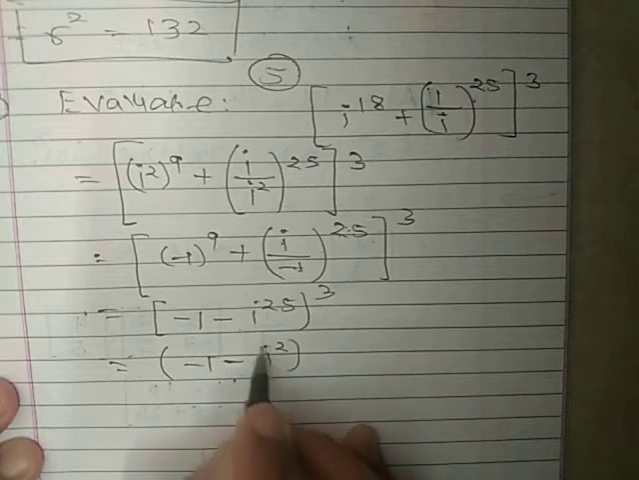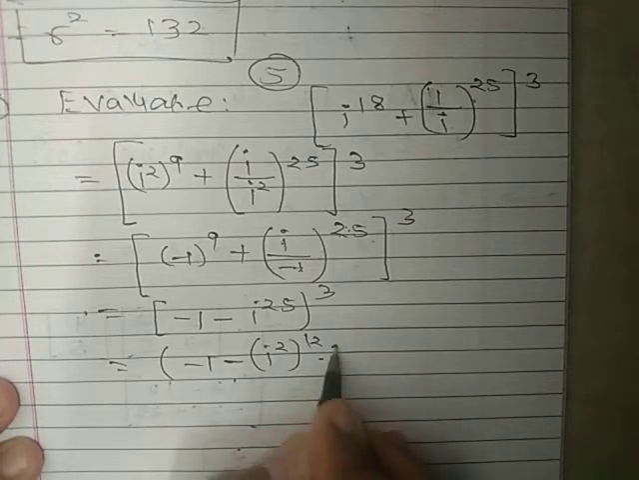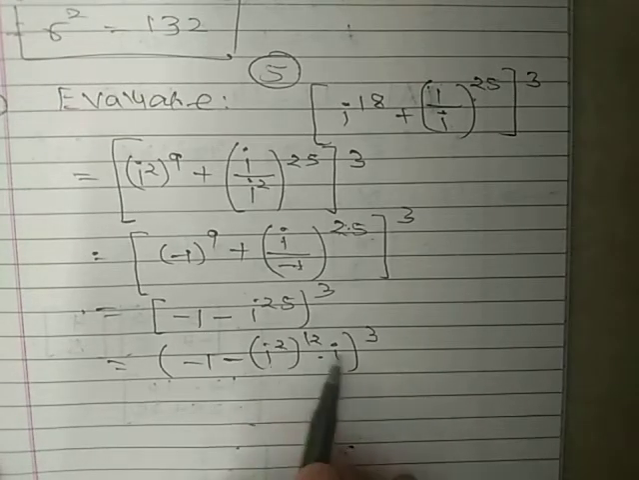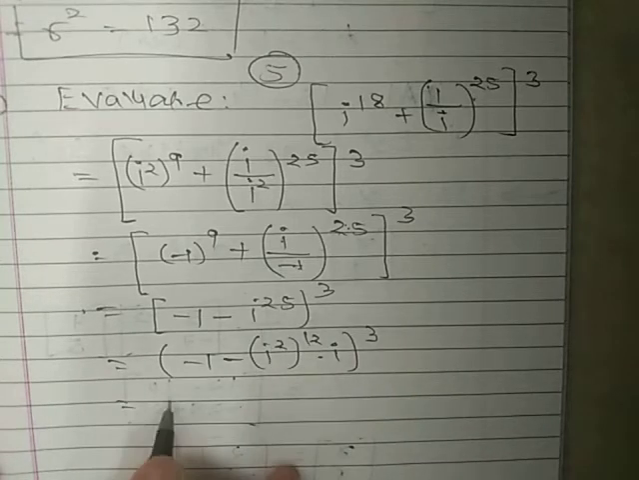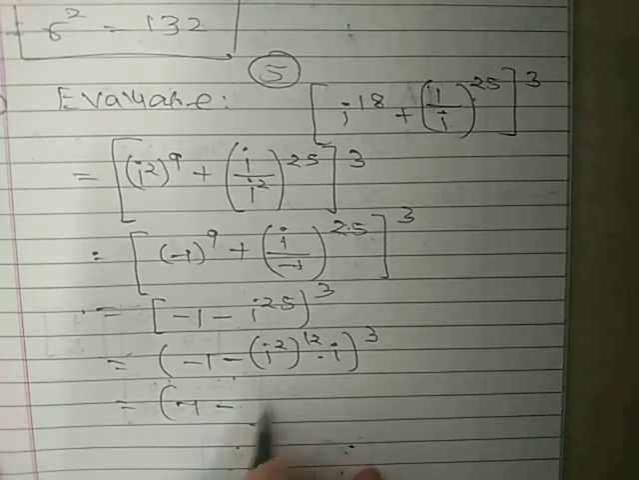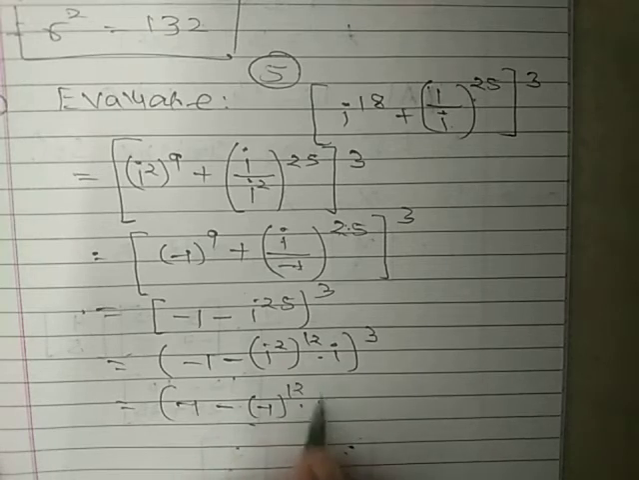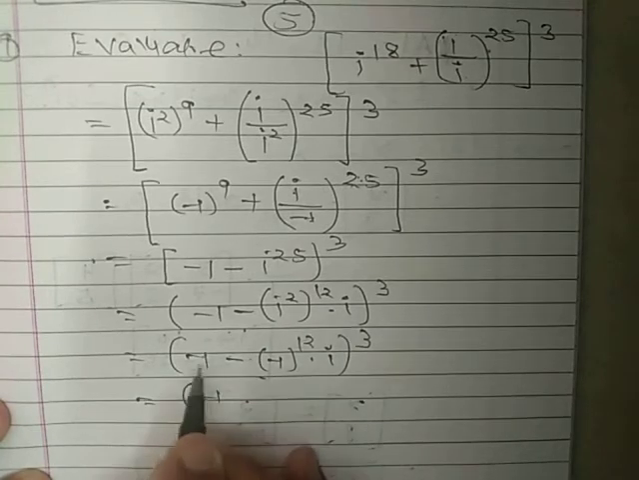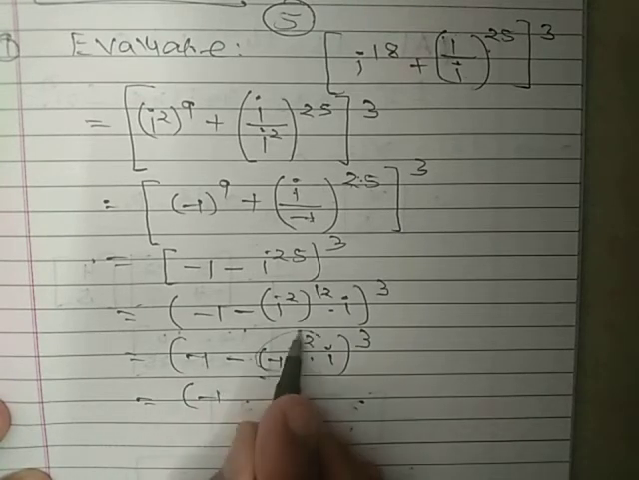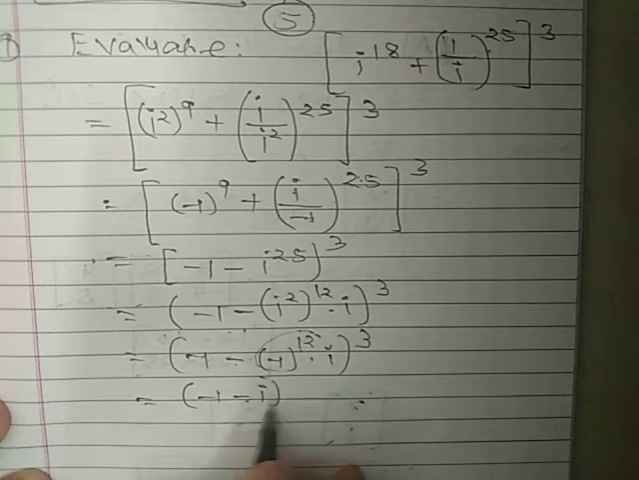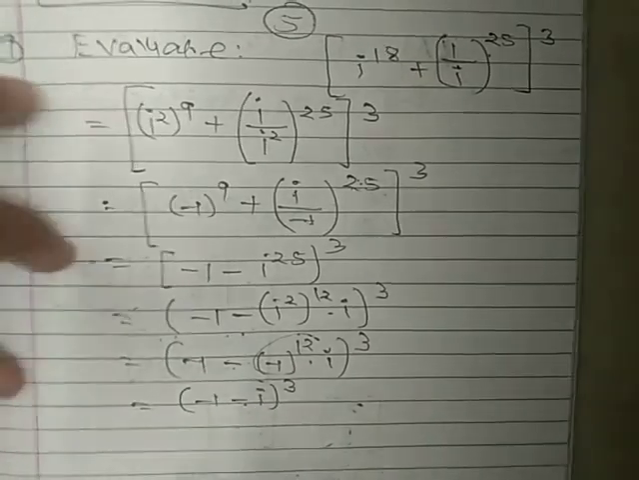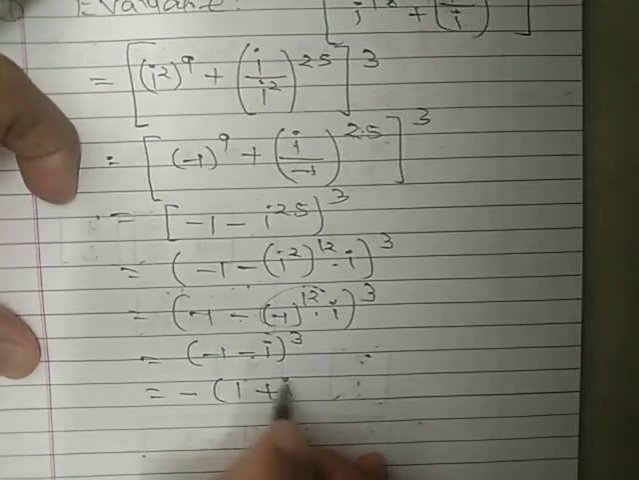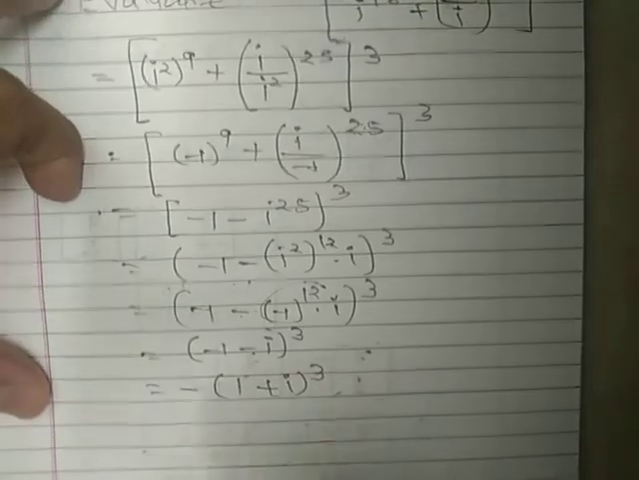i^25 is (i^2)^12 into i, since 12 into 2 is 24, 24 plus 1 is 25. Minus 1, i^2 equals minus 1, raised to 12 into i. Minus 1 raised to 12 equals plus 1. So this portion is plus 1 and minus i. Let minus be outside: minus of (1 plus i) whole cube. Now give simplification.